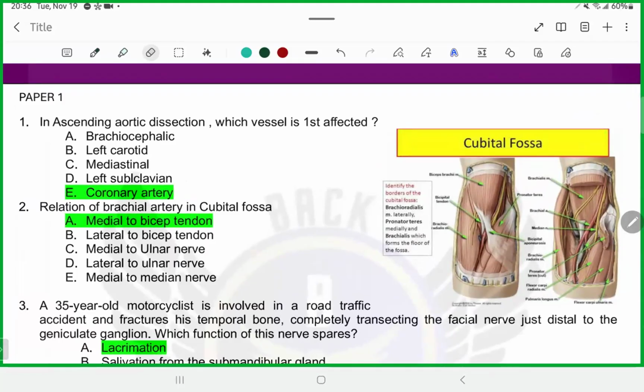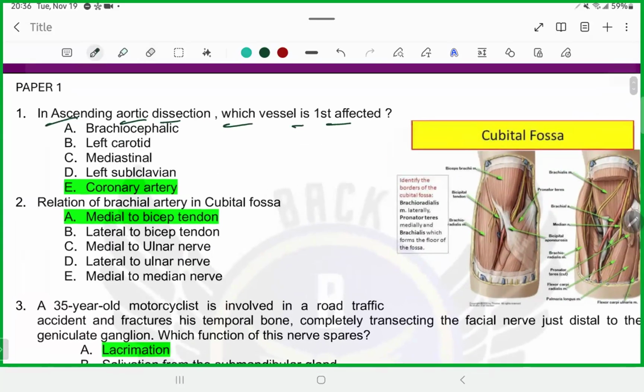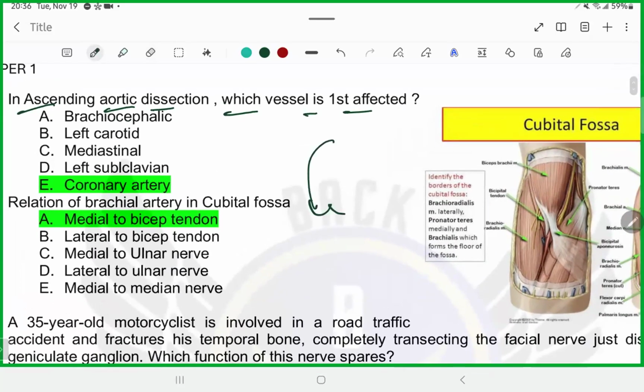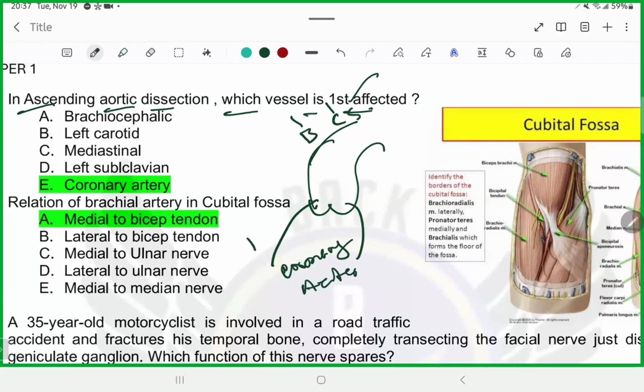See, the first question we got is, in ascending aortic dissection, which vessel is first affected? Guys, ascending aorta, we all know ascending aorta. This is a very tricky question because all we remember is B, C, S: brachiocephalic, left common carotid, left subclavian. But we forget that the first branch is the coronary artery. Coronary arteries are the first branch, right coronary artery and left coronary artery. This question is tricky, but it's very answerable.